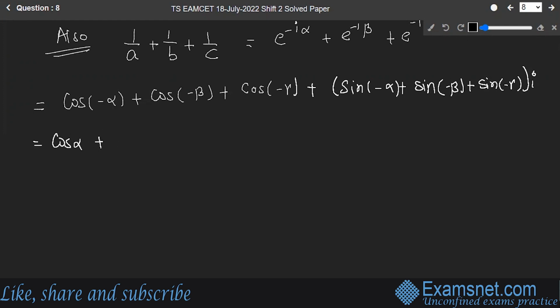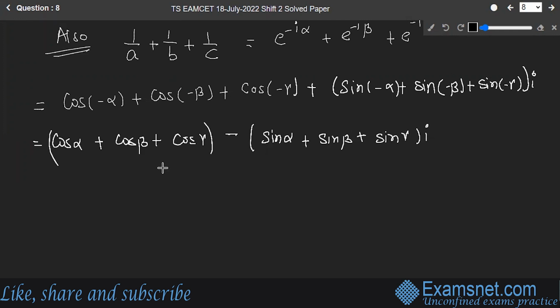Now cos minus alpha is equal to cos alpha only, and likewise for cos beta and cos gamma. But sin minus alpha will be equal to minus sin alpha, sin minus beta equal to minus sin beta, and sin minus gamma equal to minus sin gamma. I'll take the minus outside as common, and this will be sin alpha + sin beta + sin gamma times iota. This was equal to 0 minus 0 iota, which is equal to 0. So that means 1 upon A plus 1 upon B plus 1 upon C is also equal to 0. Let's name this equation 2.